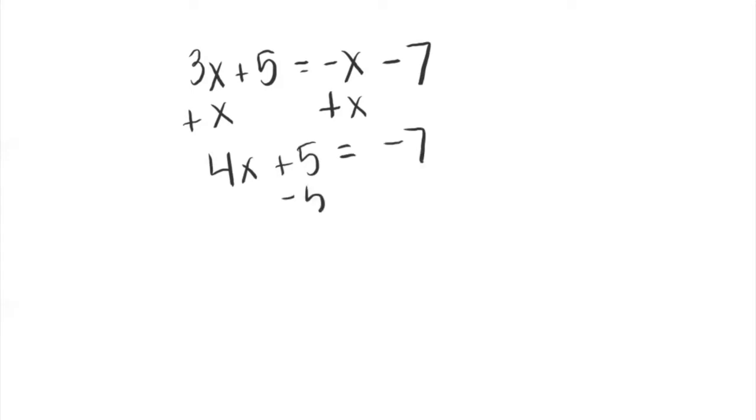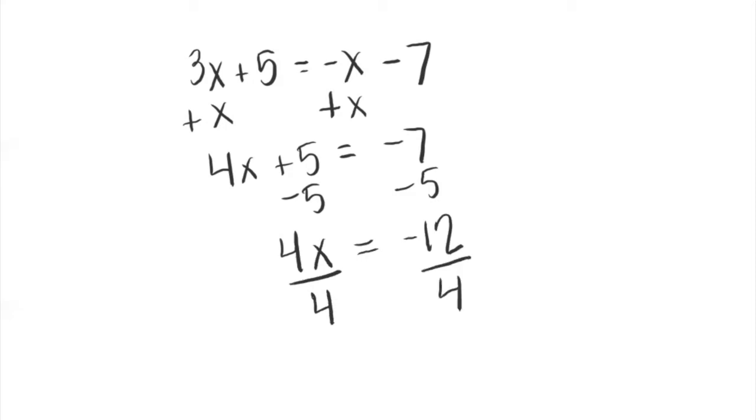I can then subtract 5 from both sides. We get 4x is equal to negative 12. Then we can simply divide by 4 from both sides, because here 4x, remember, is multiplying 4 times x. So we want to do the opposite. Divide 4 by 4, and negative 12 by 4. We get x is equal to negative 3. That's my solution, and there's only one solution to this problem because x is equal to negative 3.